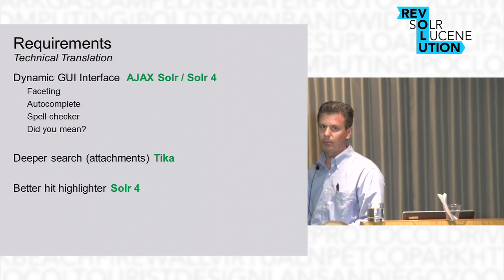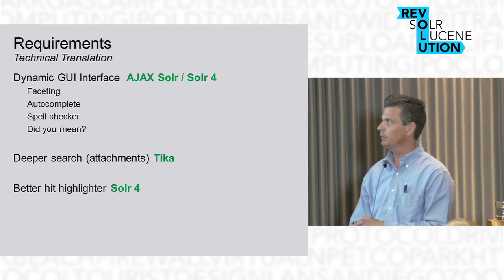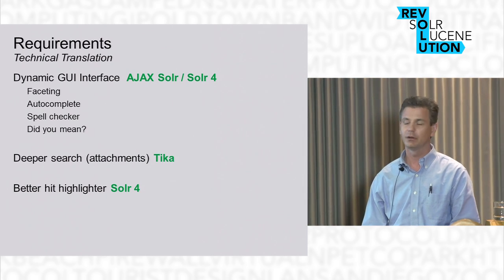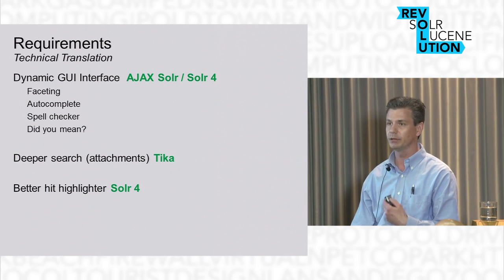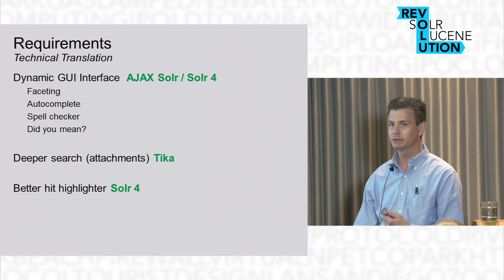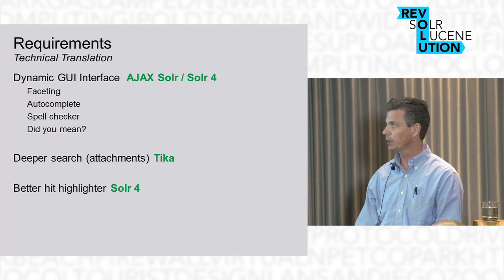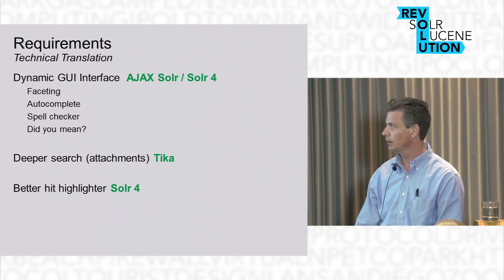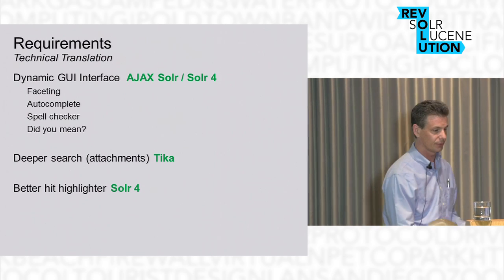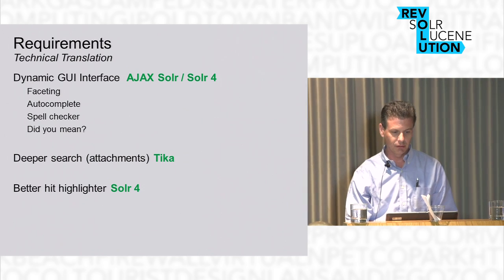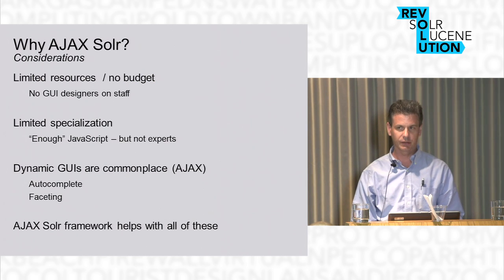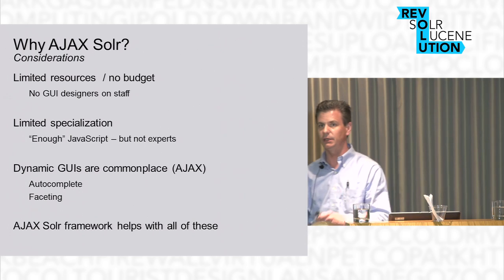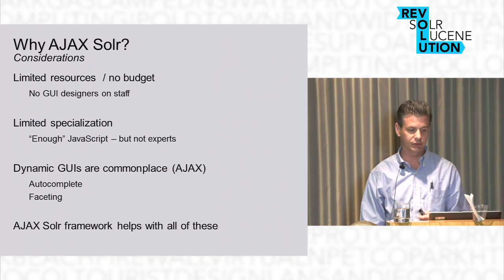So just briefly, this is why we went to AJAX-Solr and Solr 4: you get the faceting capability, and you have these other things like autocomplete, spell check, did-you-mean, synonym list, all that stuff. And we can do deeper search, and we have a better hit highlighter too. I want to briefly mention a couple of things related to AJAX-Solr that are considerations before you actually see the framework that Koorosh is going to elaborate on.